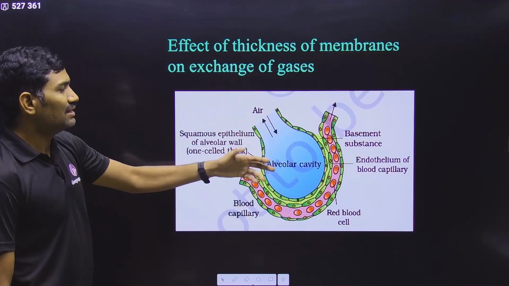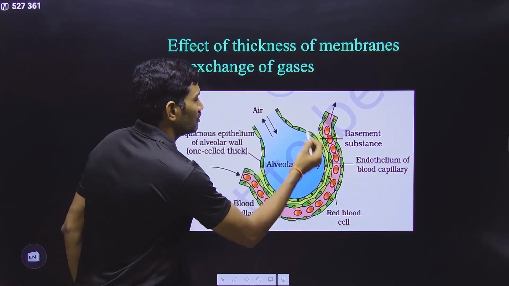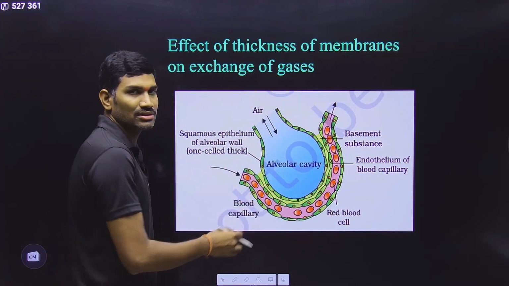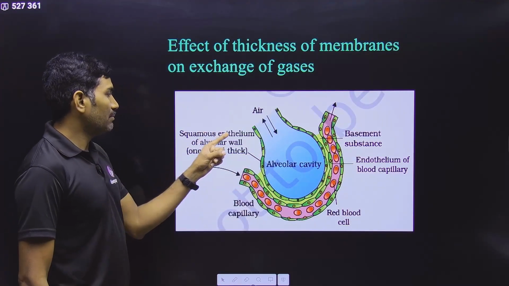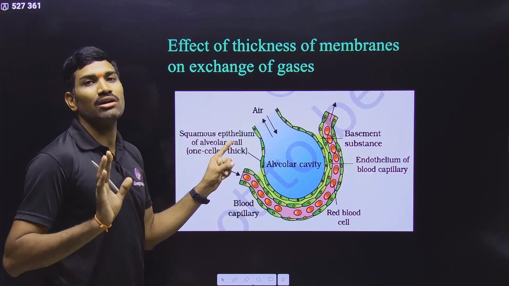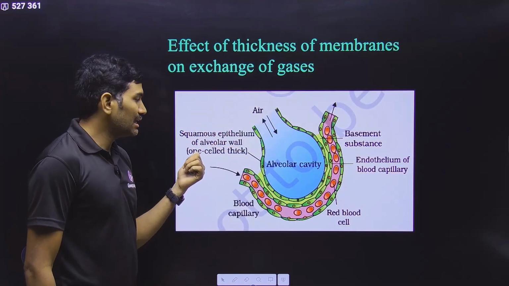Now let us see regarding the thickness of the diffusion membrane. This is the NCERT diagram. This is the alveolar cavity. This is the wall of alveolus. Wall of the alveolus is having simple squamous epithelium. Alveolar wall is having squamous epithelium. Within brackets they give one cell thickness.